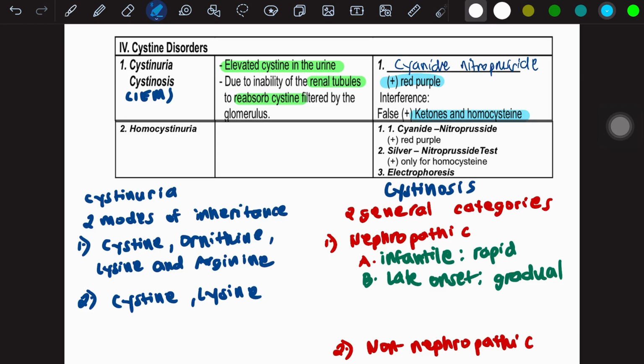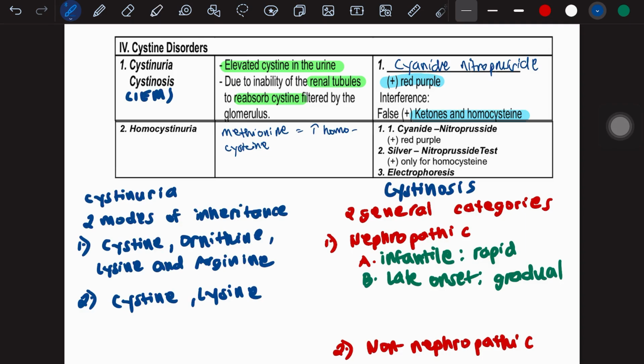So, in homocystinuria, defects in the metabolism of the amino acid, let us just write here the amino acid methionine, produce an increase in homocysteine in the body. So if there is a defect in the metabolism of our methionine, homocysteine increases throughout the body.